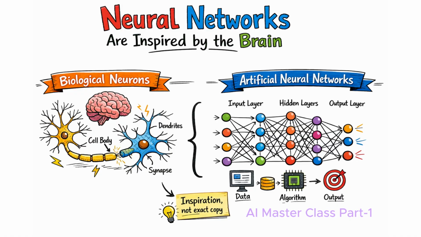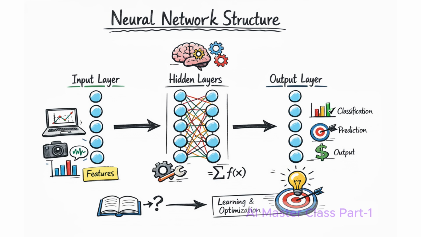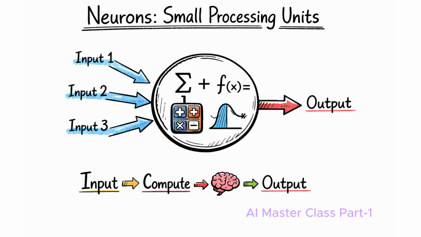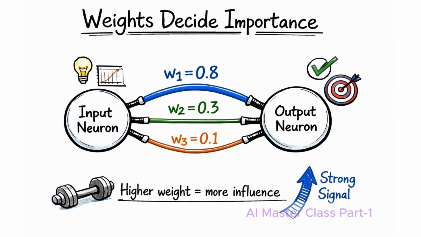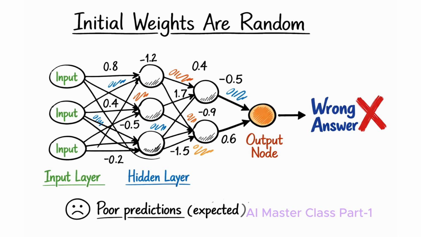A neural network is a machine learning model that is designed to work somewhat like the human brain. It is made up of small processing units called neurons, and these neurons are arranged in a number of layers. The first layer is always called the input layer, and the last layer is always called the output layer. The layers between the input and output are called hidden layers. Each neuron takes some input, applies a calculation on it, and passes the result to the next layer. Every connection between neurons has a weight associated with it. These weights decide how important that particular input is. When the data flows through the network, the neurons process the data step by step, and finally an output is produced. Initially, these weights are random. So in the beginning, the predictions made by the neural network are usually very poor, but this is expected.